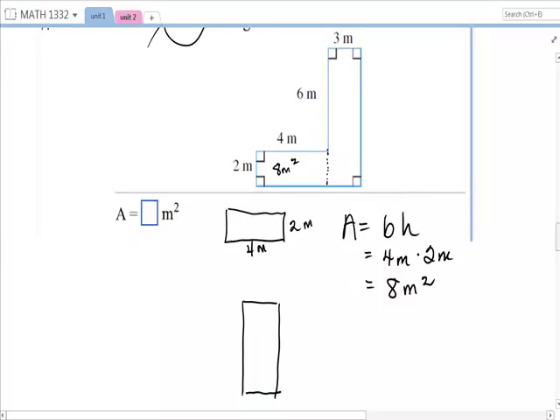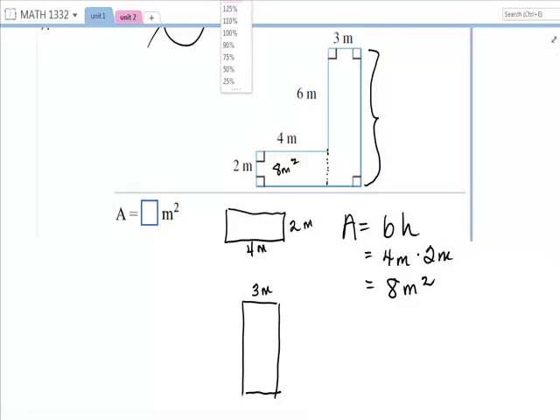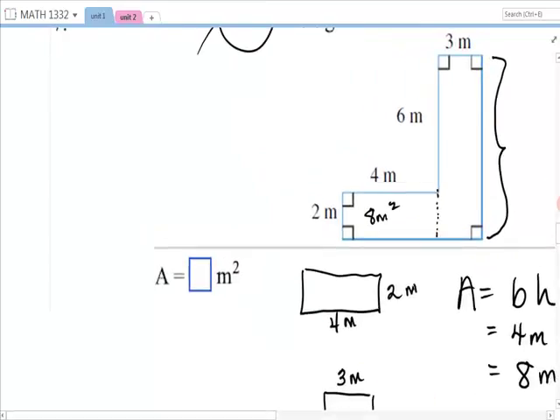I need the base and the height. Now I've got 3 meters. That can be the base, even though it's sitting at the top. What I don't see is that length. Let me make this a little bigger for the people in class. I don't know that length right there. Do I have enough information to get that length?